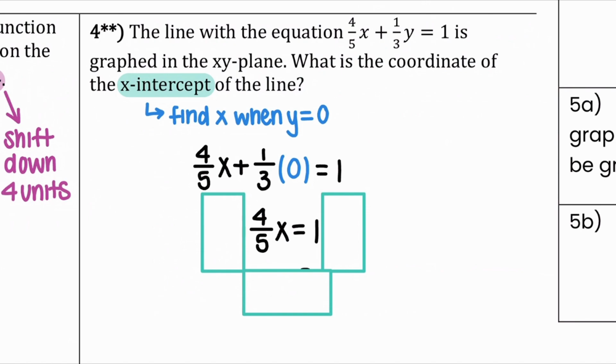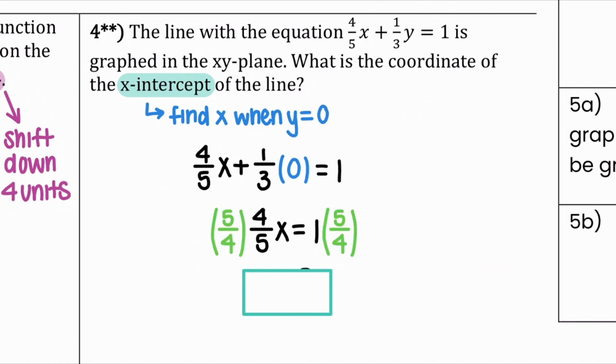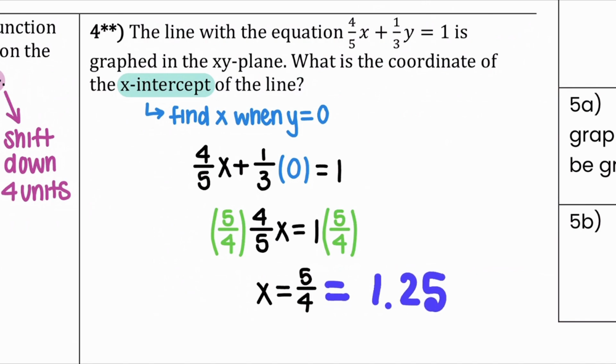In this sort of situation, in order to eliminate this fraction of 4/5, we have to multiply both sides of the equation by the reciprocal, which is 5/4. Because once again, any number times its reciprocal is always going to equal 1, which is exactly what we want. We want a 1x. And that gives us our final answer, x equals 5/4. And if you want to write it using decimals, that's cool too, and that should be 1.25.